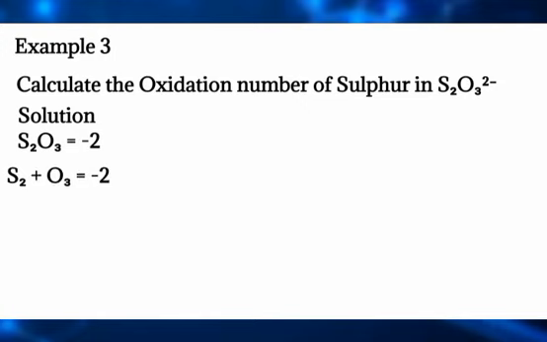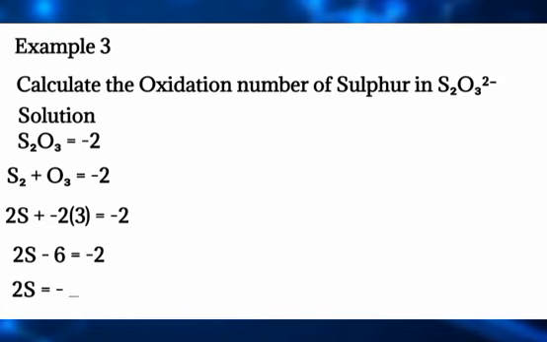Now we have to know that oxygen is -2. So impute the value of oxygen and multiply it with the atoms. We have 2S plus -2 into bracket 3 equals -2, which is the charge. This will result in 2S minus 6 equals -2. Then collect the like terms. We have 2S equals -2 plus 6. Then we're going to have 2S equals 4.